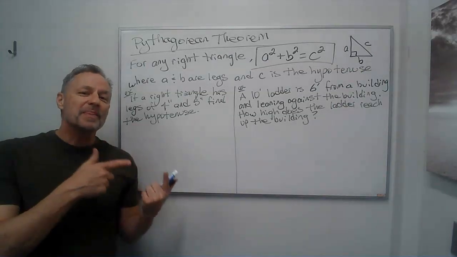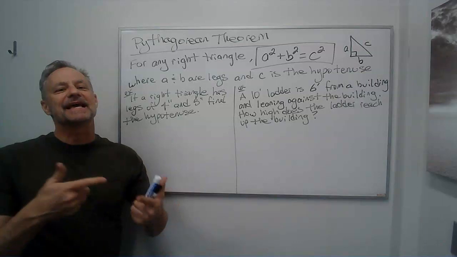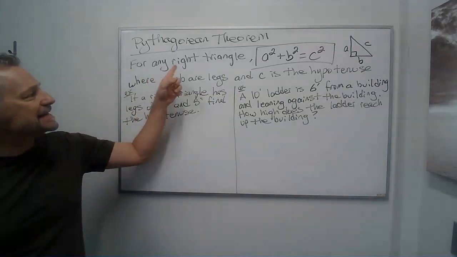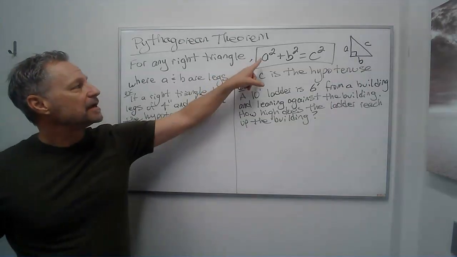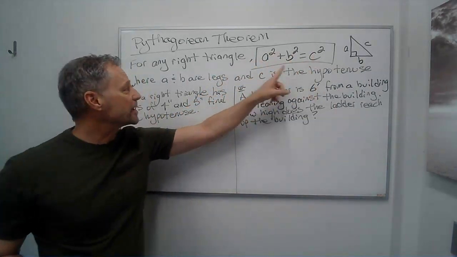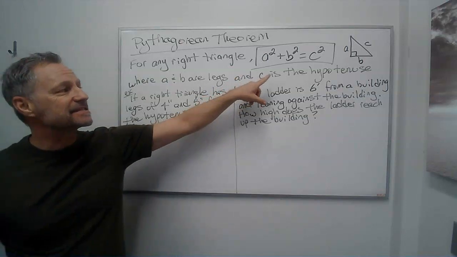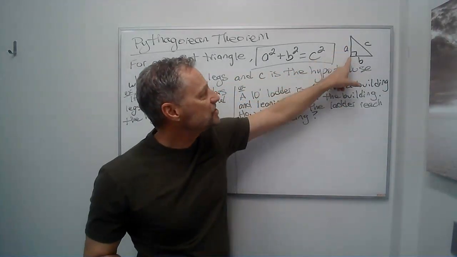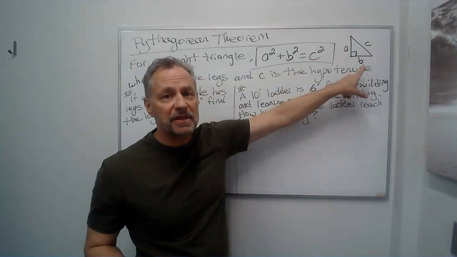Let's learn what the Pythagorean Theorem is and use it in an application. So the Pythagorean Theorem says for any right triangle, a squared plus b squared equals c squared, where a and b are legs and c is the hypotenuse of the triangle. So I drew a picture up here. So these are going to be a and b. These are going to be the legs.